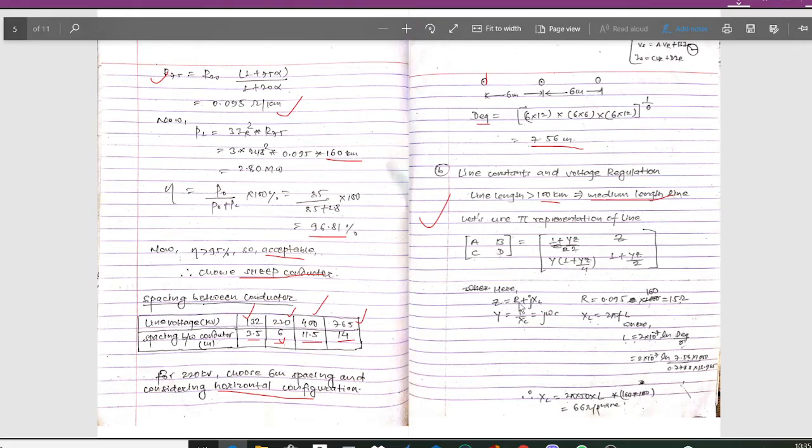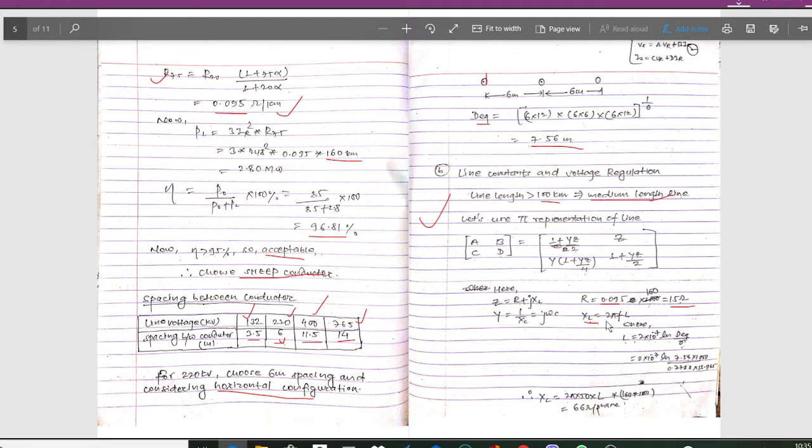And we know z is equal to r plus jxl, and we have just now obtained the value of r. Here r is 0.09 ohm per kilometer. So 0.09 per kilometer, and we have a 160 kilometer line given, so 0.095 into 160 gives us here 15 ohms.